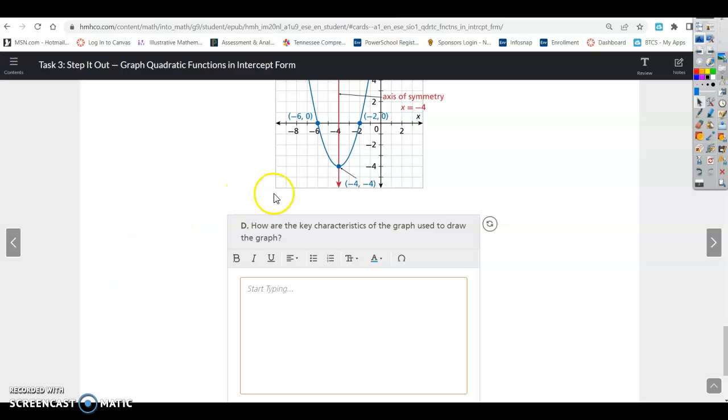All right, we can identify that A would be positive. We know that our x-intercepts are here and our axis of symmetry, so there are lots of key characteristics that you can see once you draw the graph. All right, that's all for task 3. If you have any questions, let me know.